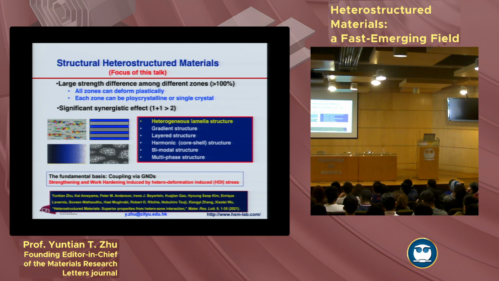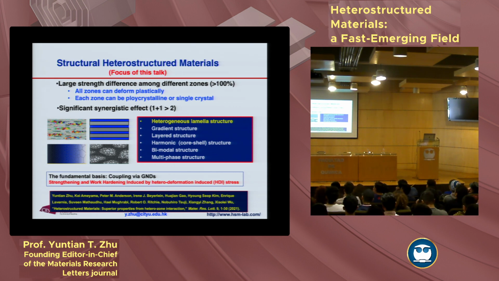The second type, the layered structure. We see this layered structure wasn't new. That has been studied for like 30 years. But over the 30 years, they found a good property. They don't know why. Here, I'm telling you why, what's the physics behind it.